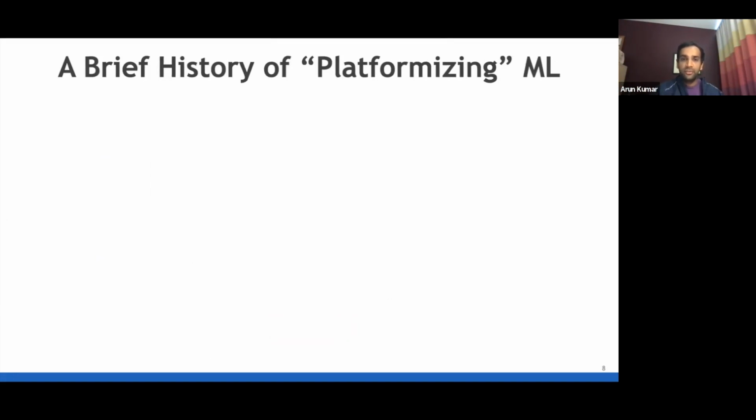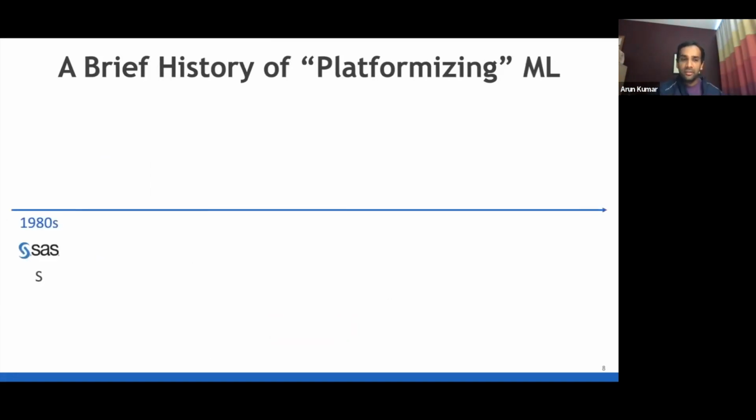And here's a brief history. It really goes back to the 80s. That's when the SAS Institute started building platforms for ML computations. And in the open source realm, S as a language started. And in the late 90s, that became R, and R is still very popular among statisticians, biostatisticians, and many domain scientists. And SAS is still around. It's still widely used in many enterprise analytics spaces.